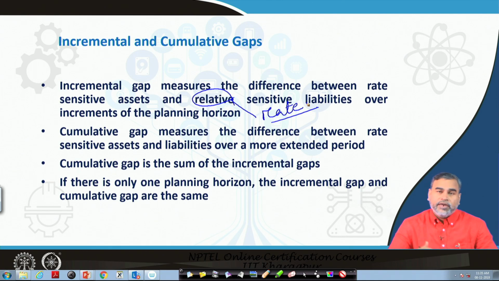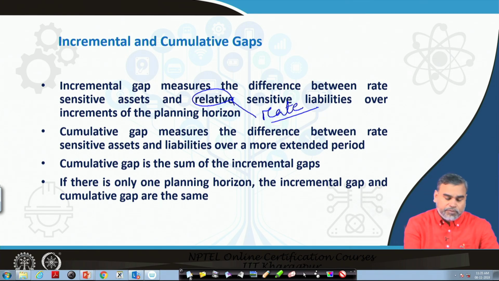Over the period, cumulatively, what is the different gap? Because the particular dollar gap is calculated in the different maturity buckets, on the basis of the maturity of the instruments, or the maturity of the assets and the maturity of the liabilities. So the cumulative gap is nothing but the sum of the incremental gaps. If there is one planning horizon, then the incremental gap and cumulative gap will be the same.